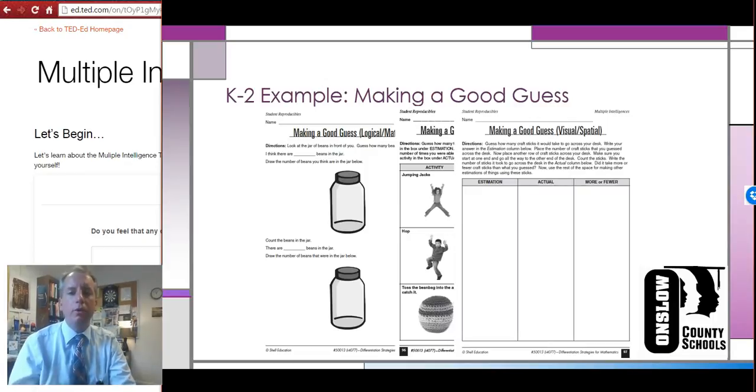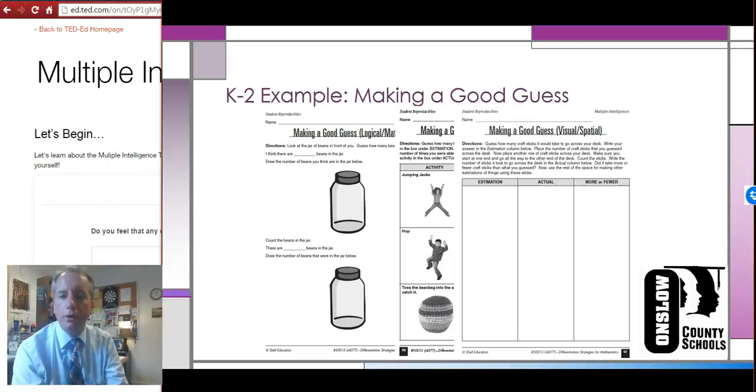So if we move to the visual spatial learner, right? So here we're guessing how many craft sticks it's going to take to go across my desk. So they're going to put their estimate and then their actual. And then we're going to count the sticks and write them down to see what it actually was. And then figure out, was it more or less? And then we're going to take that around the room, right?